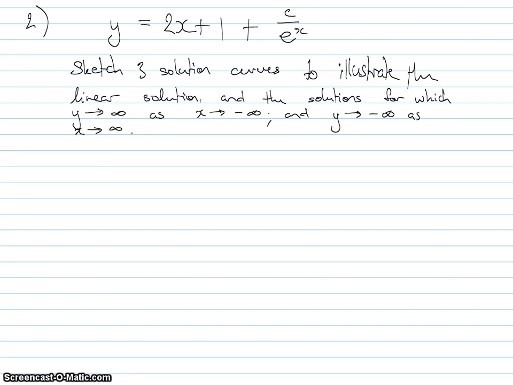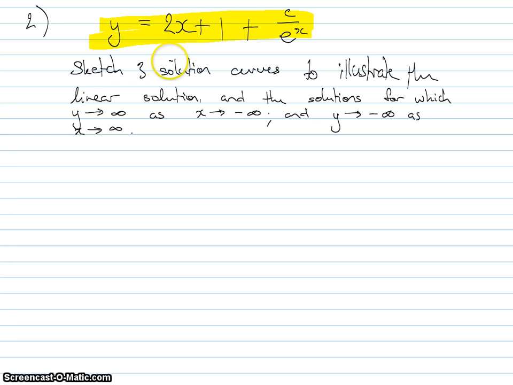Question 2 tells us that this expression here is a general solution to a differential equation, and it asks us to then sketch the three solution curves that illustrate the three types of solutions. Firstly, the linear solution. Secondly, the solution where y goes to infinity as x goes to negative infinity. And thirdly, the solution where y goes to negative infinity as x goes to infinity. Sorry, other way around.